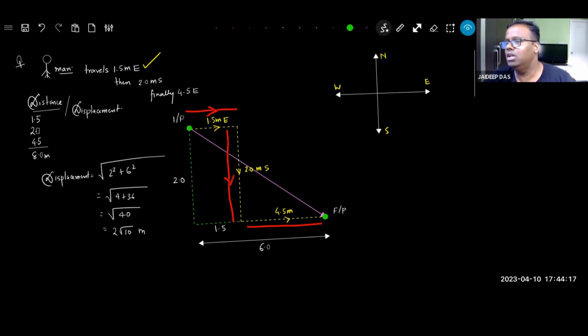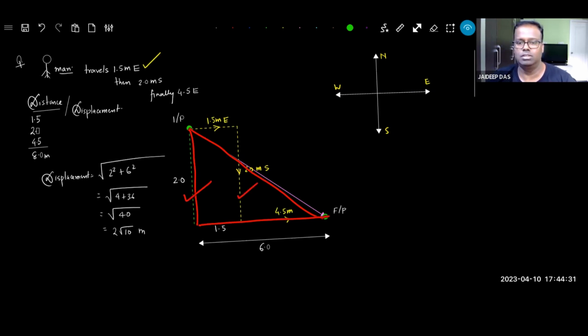After that, what am I doing? I'm supposed to calculate the distance from the initial point to the final point. So I need to calculate this part. If I'm able to get a right angle triangle, my work is done. And this part is the same as this part. It's a part of a rectangle. And this part is what? This much portion is given to me. Bring this portion down. Just 1.5 plus 4.5. Done. Work finished. Okay?